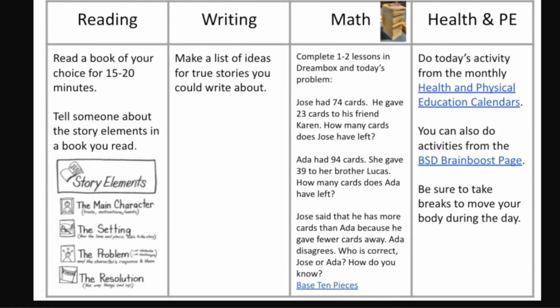And just like I explained yesterday, we're going to go ahead and do today's activity off of this month's health and PE calendar. And don't forget, you have those brain boosts there, so you can get out of your seat and get your body moving occasionally, because that's when you do your very best thinking, when your blood has been pumping and your body's ready to learn.